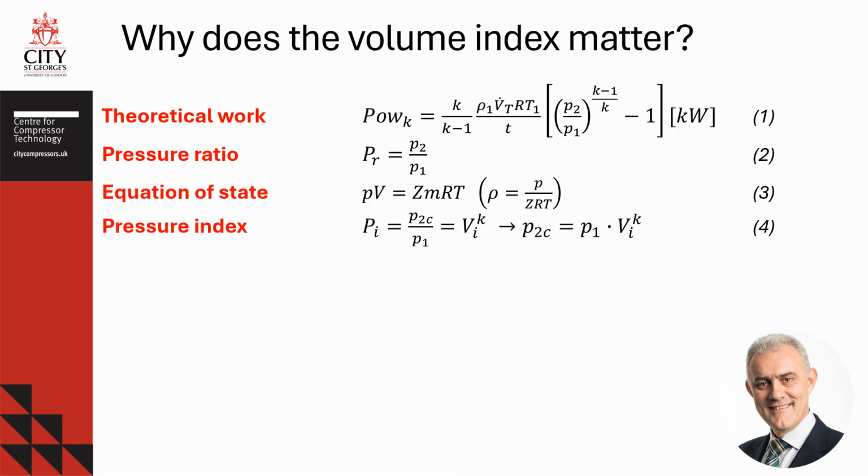Why does the volume index matter? Let us have a look at the definition of the theoretical compression power shown in equation 1. Theoretical power of compression is a function of the gas properties, suction temperature T1, pressure P1, and density ρ1, discharge pressure P2, and theoretical volume flow rate Vt divided by time. Theoretical volume flow rate is a function of the machine size and its rotational speed.